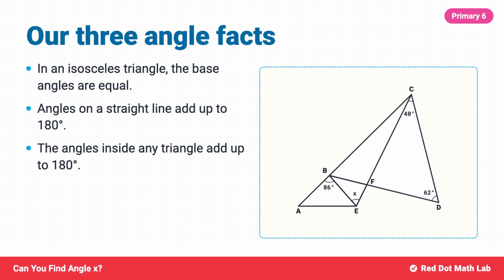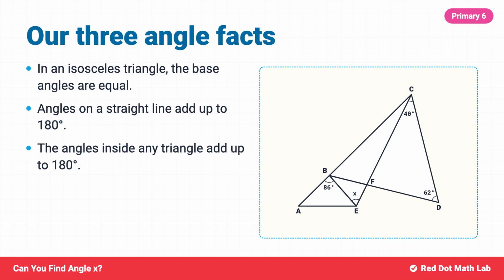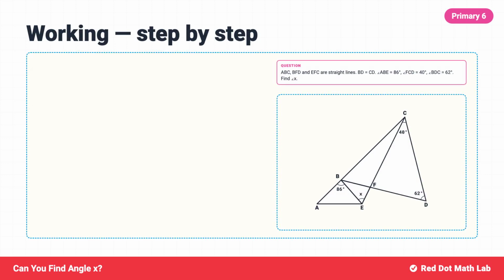Before we solve, let's sharpen our tools. We only need three angle facts. Fact 1. In an isosceles triangle, the base angles are equal. Fact 2. Angles on a straight line add up to 180 degrees. And fact 3. The angles inside any triangle add up to 180 degrees. That's it. 3 facts, 3 moves. Let's solve it step by step.